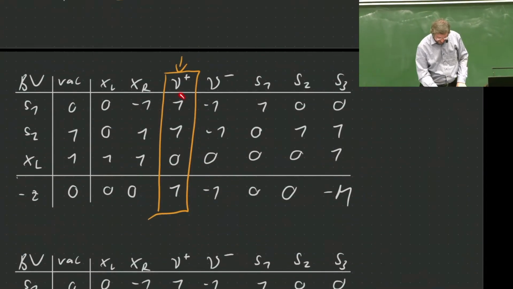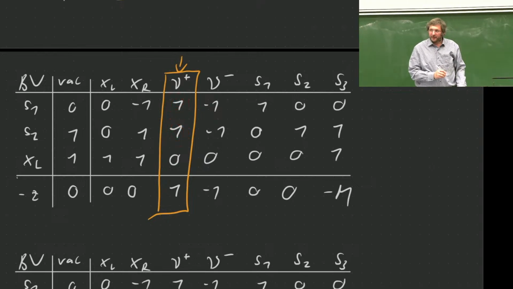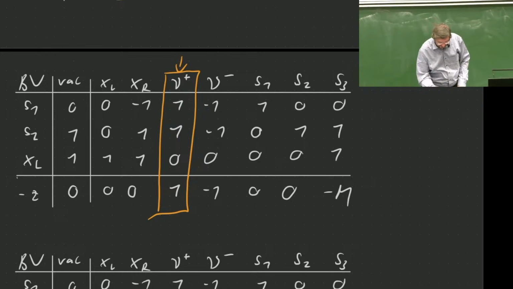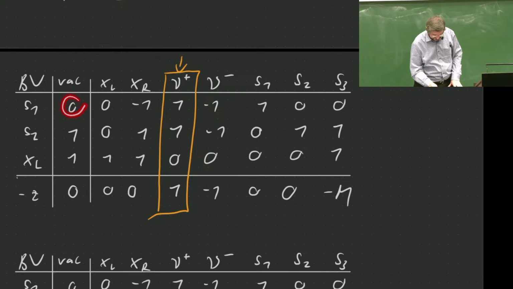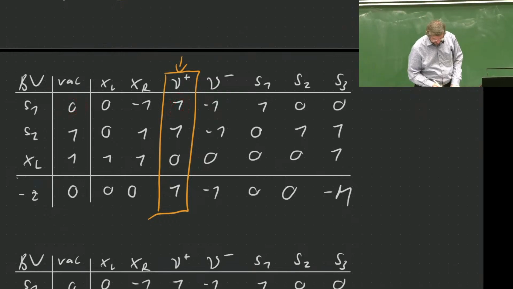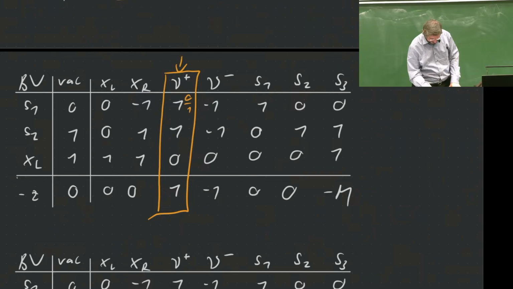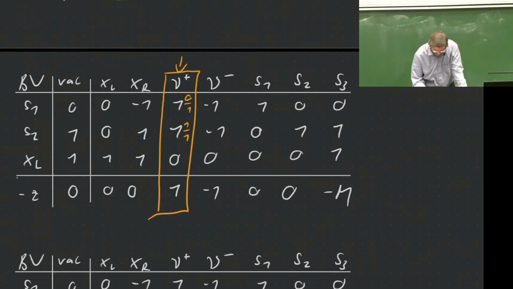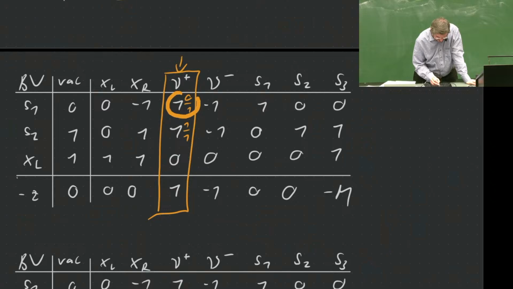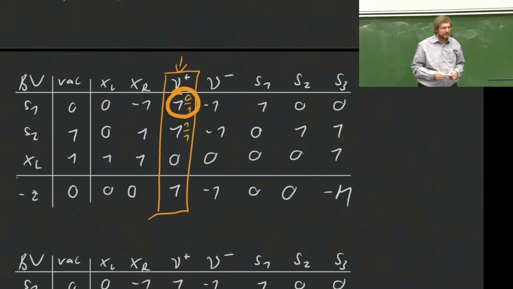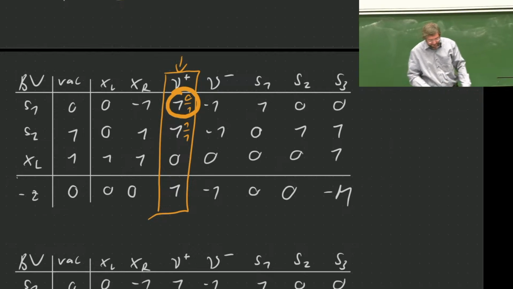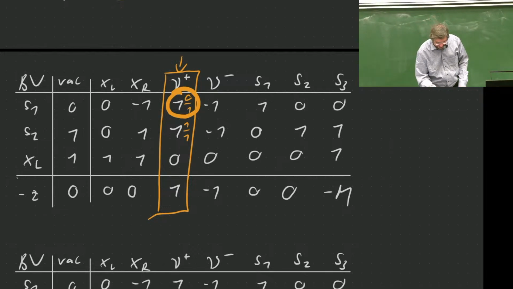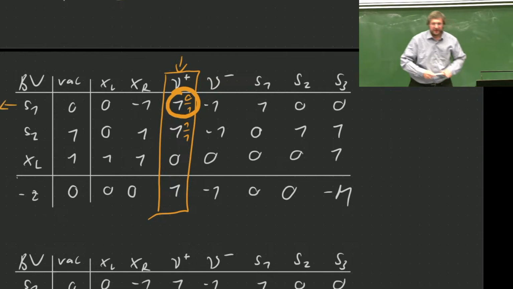Right, now in this case we have 2 positive entries in the column. So we now need to do this ratio computation. And we need to compute the ratio of this divided by that. So here the ratio is 0/1, and here it's 1/1. The smaller of that is the important one. So we have to choose this. Okay? So that means mu plus will enter the basis, and S1 is going to leave the basis.